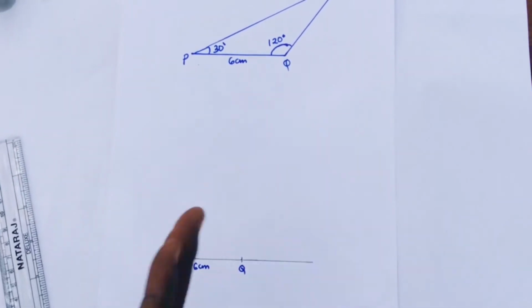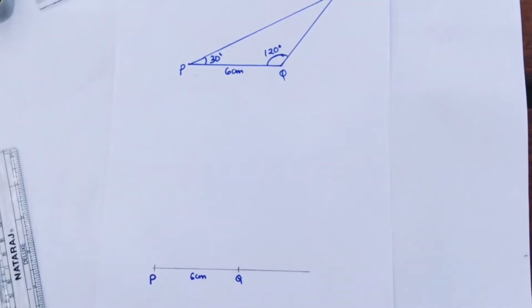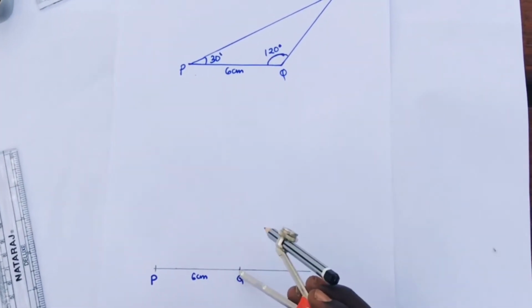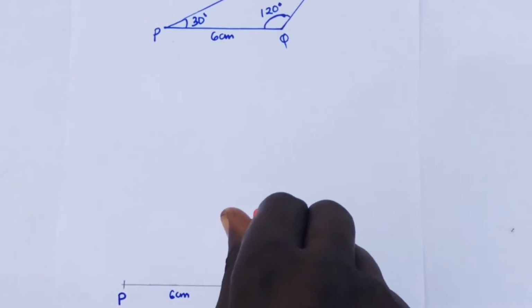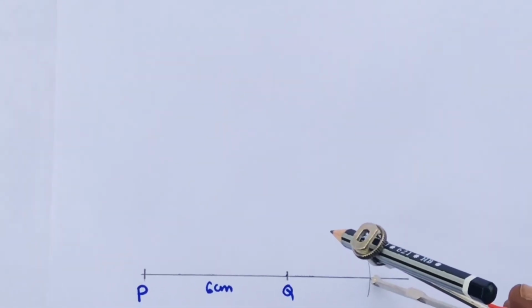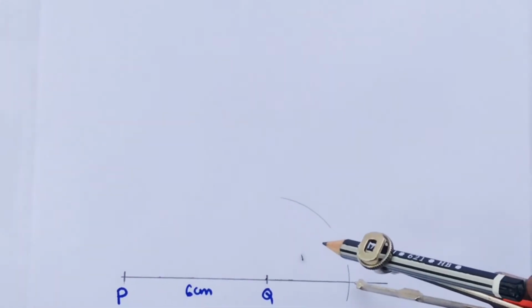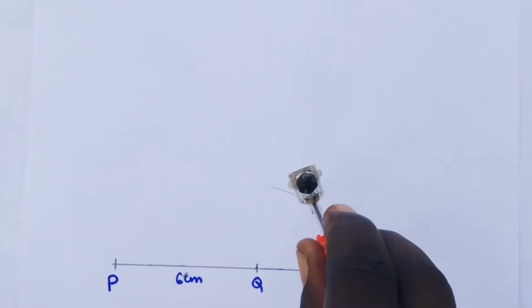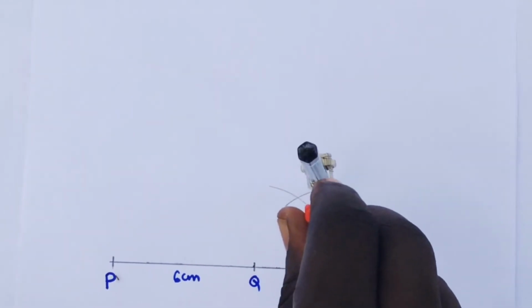On the other side, since we need it this way, we shall construct 60 degrees. How do you construct 60 degrees? Look at this. Take your compass to any radius. The radius doesn't matter. Make an arc. Then from that very arc, confirm that it's the same radius and make an arc also up here. And then move to this arc on the line where you've done that and make an arc.